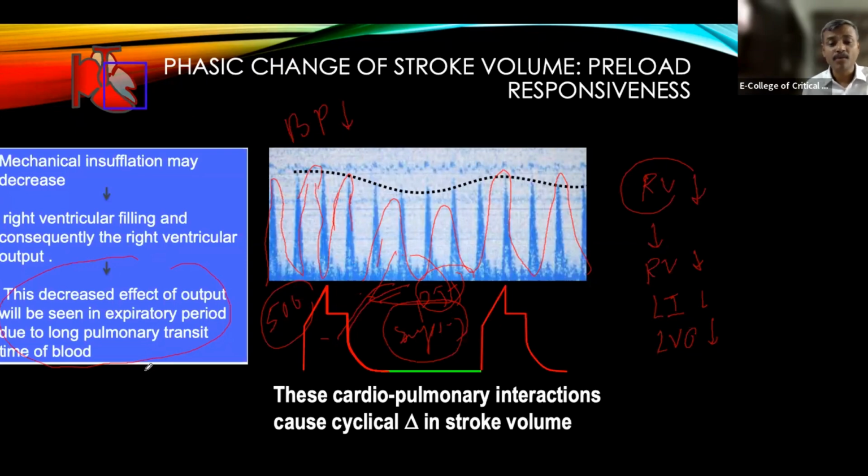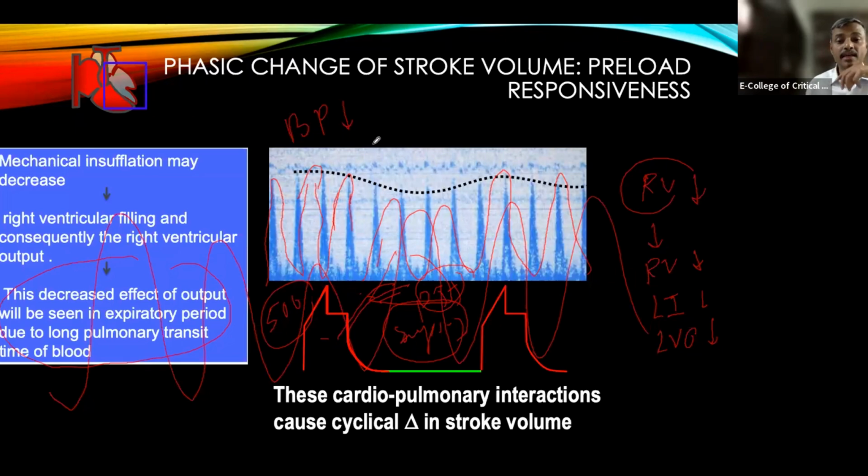This creates a variation. If you put an arterial line and the patient is volume responsive, you can see the arterial line like this. You can see this phasic variation. If the patient has an arterial line with a phasic variation, it means you have to give more and more fluids.